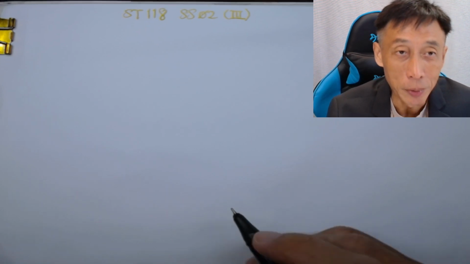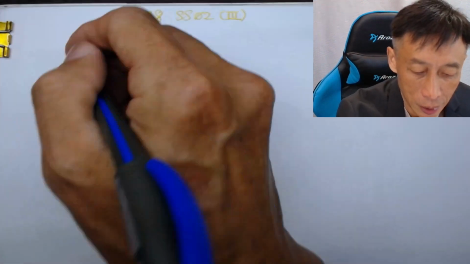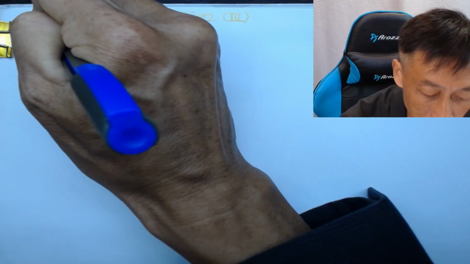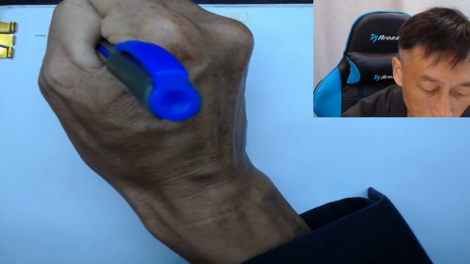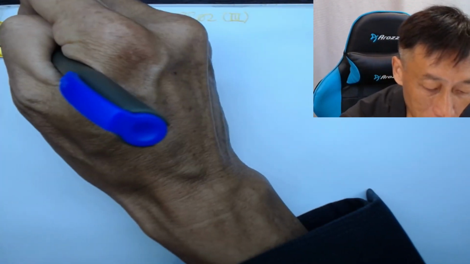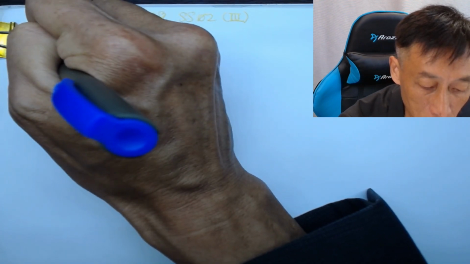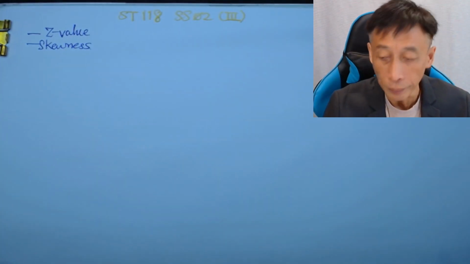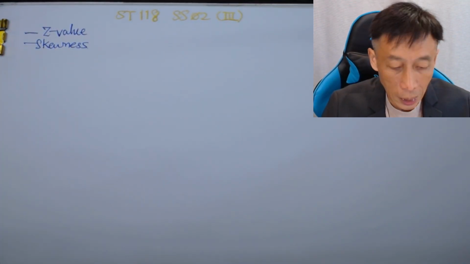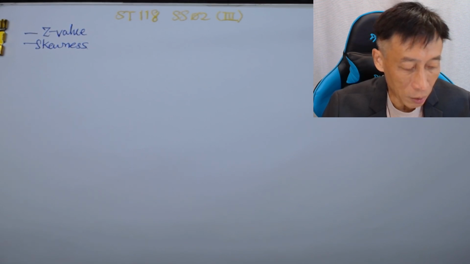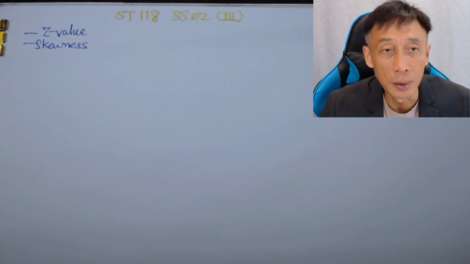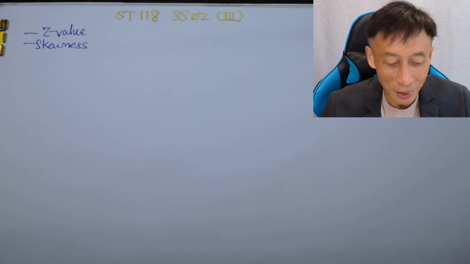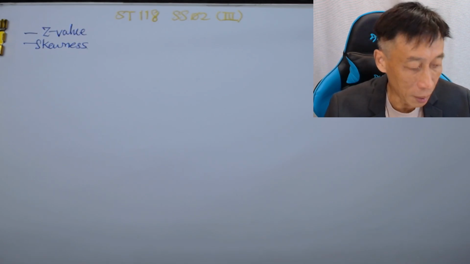In this video, we would like to discuss skewness. But before that, I would like to remind or maybe introduce this concept called Z value, and then we will proceed to talk about skewness. The idea of Z value and skewness are in a way quite related. That's why I want to first make you understand the concept of Z value.